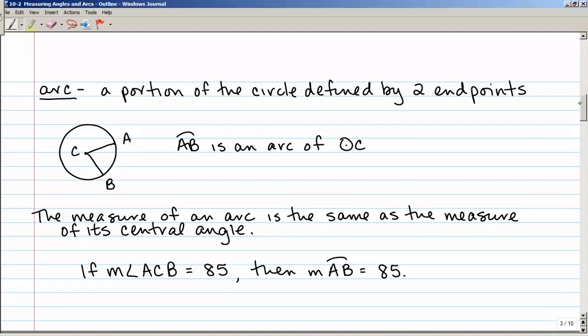An arc is a portion of the circle defined by two endpoints. So in circle C here, arc AB is an arc of circle C. I kind of like to think of an arc as the pizza crust from a pizza. The measure of an arc is the same as the measure of its central angle. So if the measure of angle ACB is 85 degrees, then the measure of arc AB is 85 degrees as well.